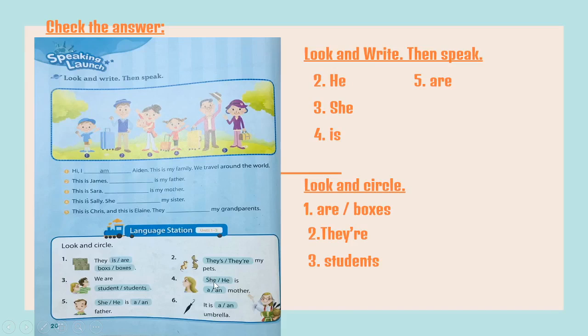Now let's move to number 4. She or he is a mother. So the correct one is she is a mother. Number 5. He is a or an. Very good. So number 5 is he is a father. Now let's move to number 6. It is a or an. Very good. So it is an umbrella. So here is our answer for this page 20, right? So everyone, are you all correct? Great. I hope that you can do it as well, and very good.